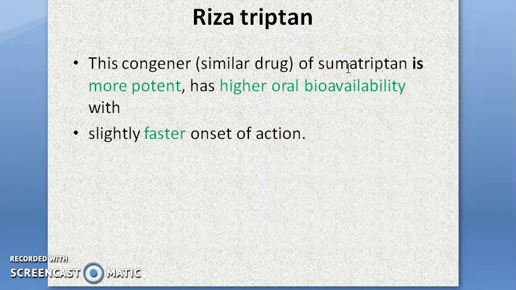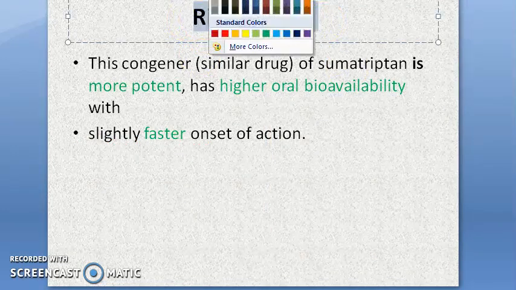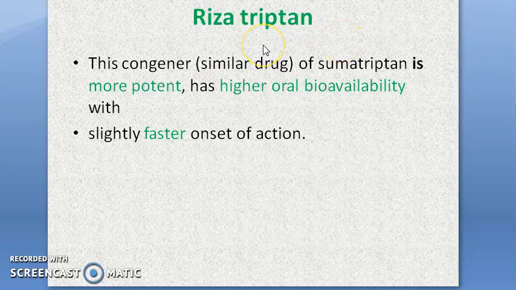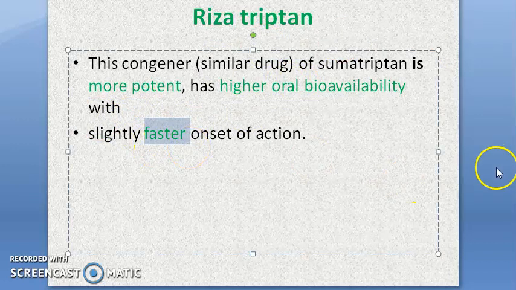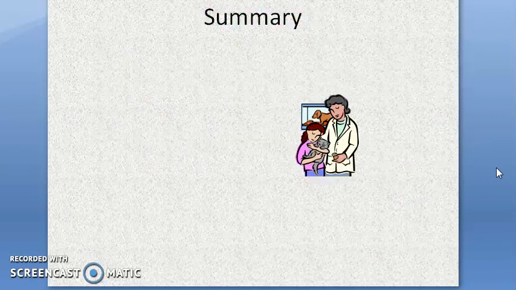Now coming to something even better, Rizatriptan, they say, is even better than Sumatriptan. It is a similar drug and it is more potent, it has higher oral bioavailability, and it is faster in onset of action. So why would you choose Sumatriptan?